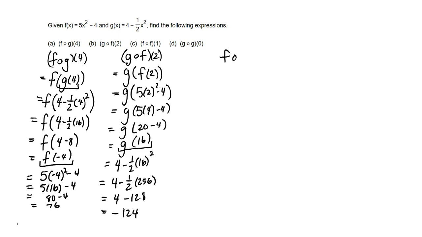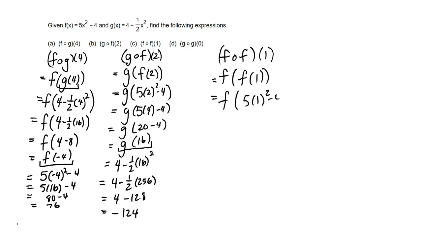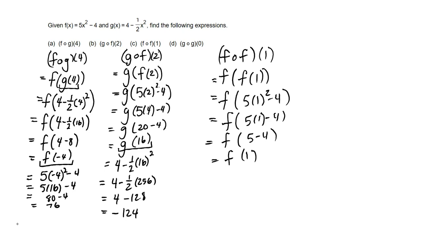Let's work on the next one. F composed with f of 1. So this is going to be f on the outside and f on the inside. I'm going to work out what f of 1 is. I'm substituting 1 in for x in the function f. 5 times 1 squared minus 4. Applying the exponent first, 1 squared is 1. 5 times 1 is 5. And 5 minus 4 is 1.